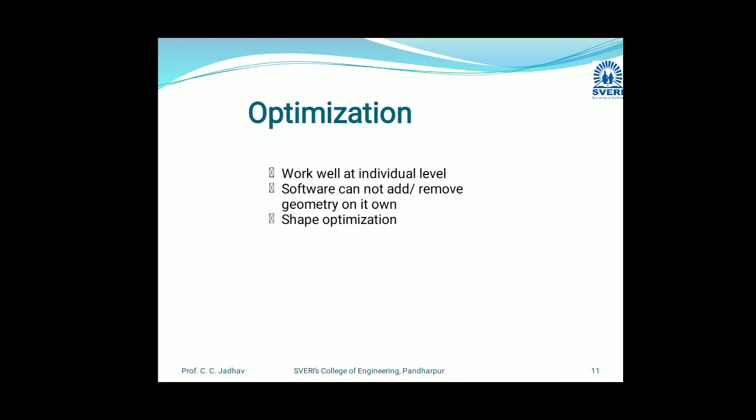This optimization analysis works well at the individual component level, rather than on the assembly, and the software cannot add or remove geometry by itself. It only works for a predefined sequence, and in shape optimization it is sometimes restricted to linear analysis mode. So this is the optimization analysis.